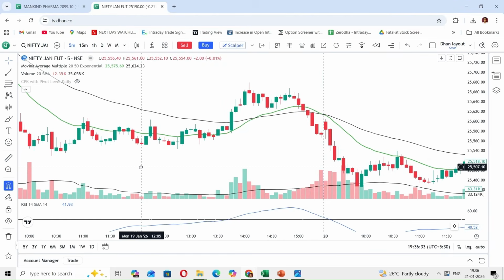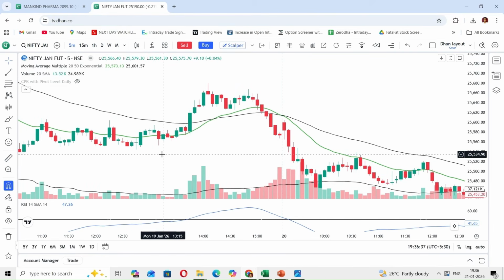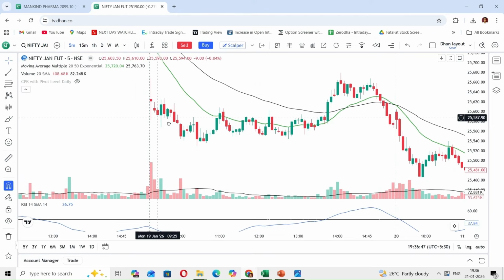Now, where is the setup? Where is the setup? No, here also the green candle has the highest volume. So this setup is also not valid. Then no, there was no setup on this day.